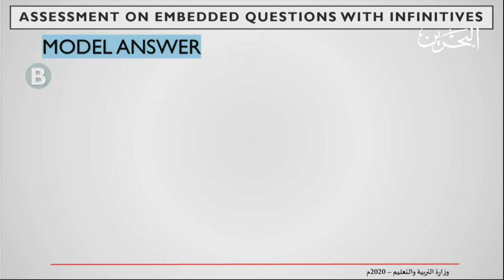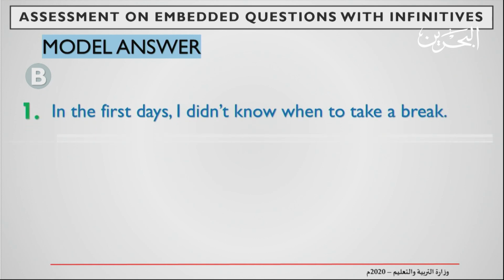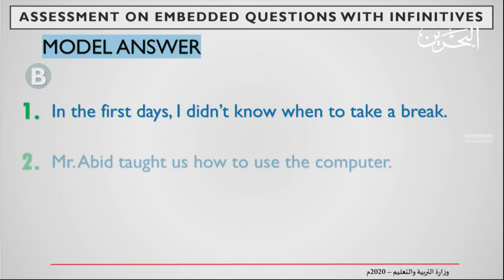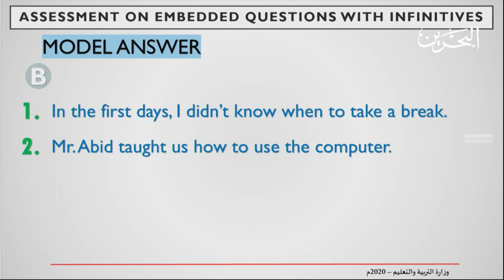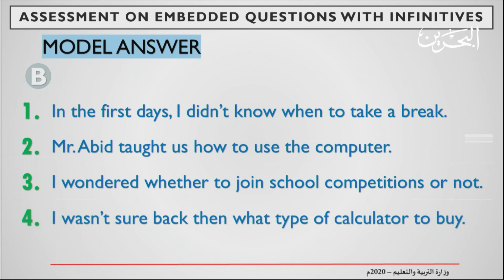Now, let's go over the model answer for question B. First one, in the first days, I didn't know when to take a break. 2, Mr. Abed taught us how to use a computer. 3, I wondered whether to join school competitions or not. 4, I wasn't sure back then what type of calculator to buy. Of course, these sentences should be different to yours, but you can compare both lists.